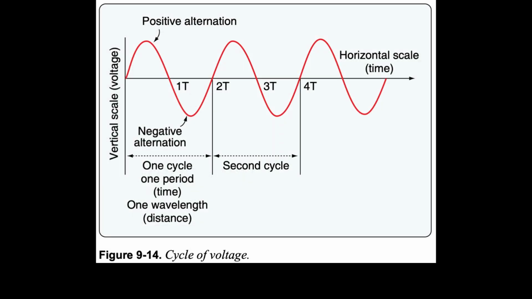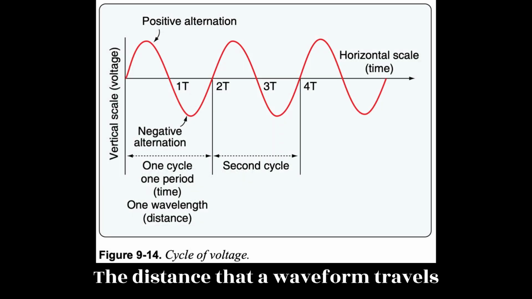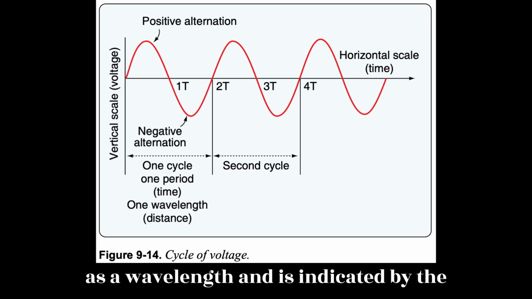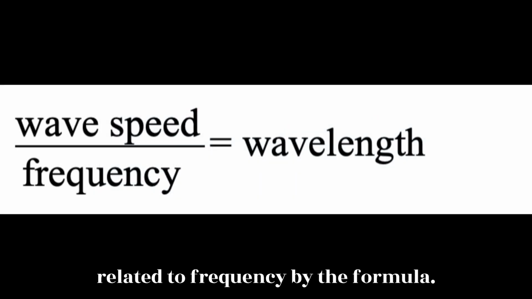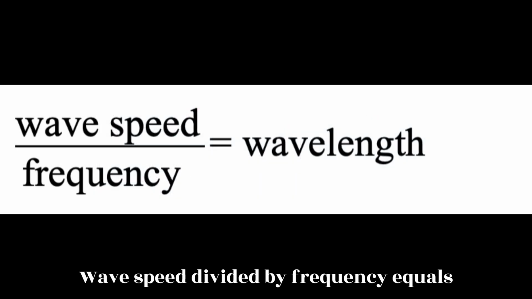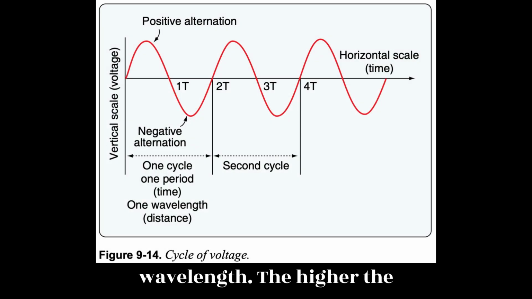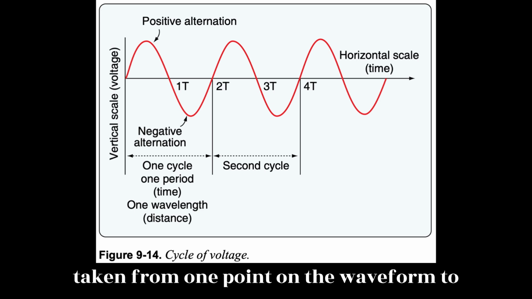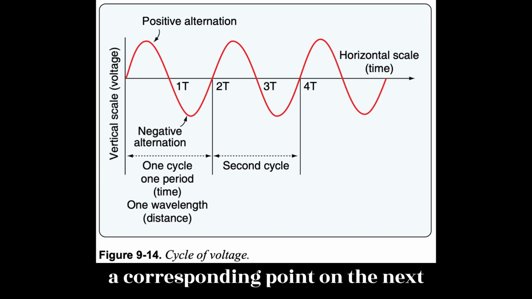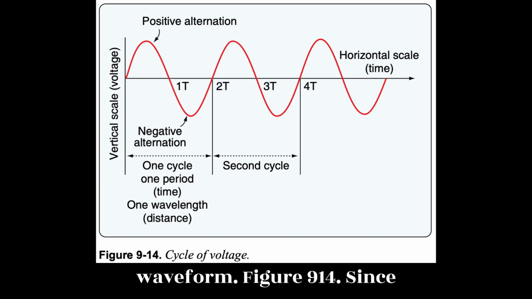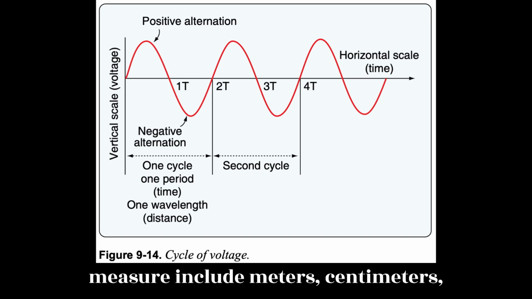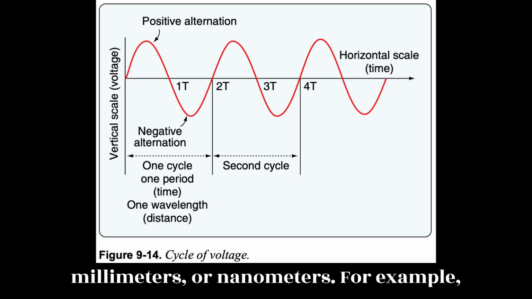Wavelength defined. The distance that a waveform travels during a period is commonly referred to as a wavelength and is indicated by the Greek letter lambda. Wavelength is related to frequency by the formula wave speed divided by frequency equals wavelength. The higher the frequency is, the shorter the wavelength is. The measurement of wavelength is taken from one point on the waveform to a corresponding point on the next waveform. Figure 9.14. Since wavelength is a distance, common units of measure include meters, centimeters, millimeters, or nanometers.